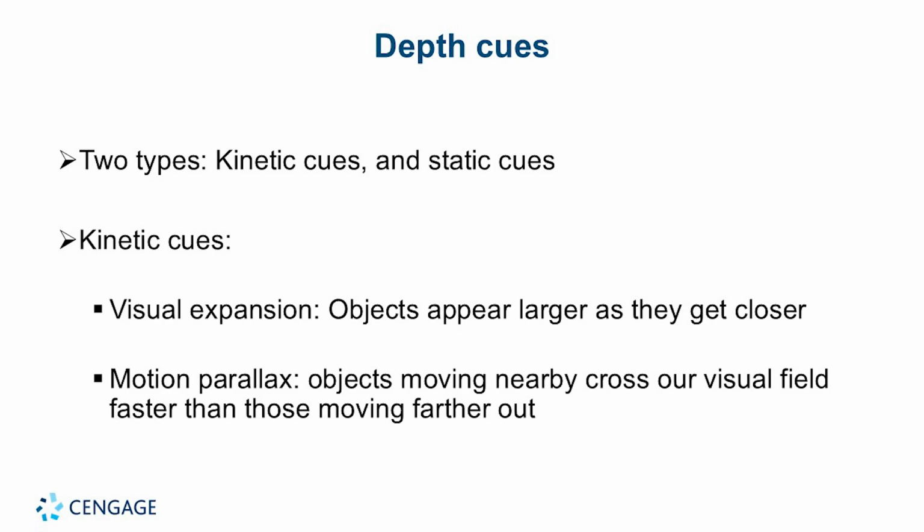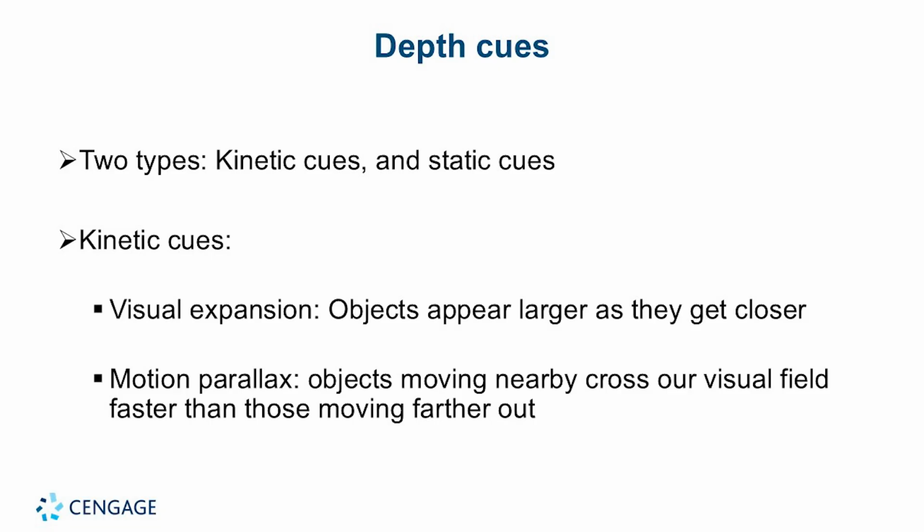Now, the first group of cues is known as kinetic cues. And this is based on things like visual expansion, for example. Objects appear larger as they get closer to us. So if an object is approaching us, the image that it casts on the retina will get larger over time. And we can use that to judge how quickly it's approaching us.